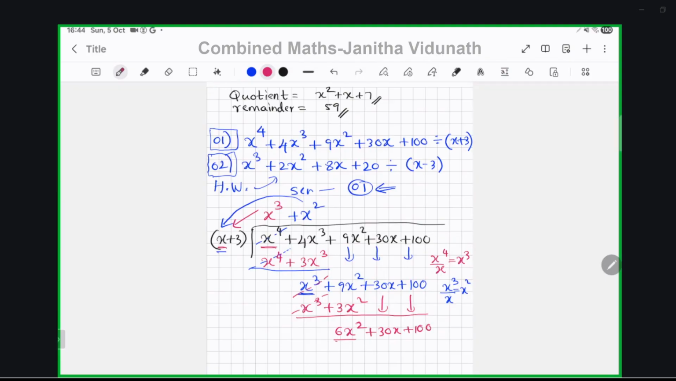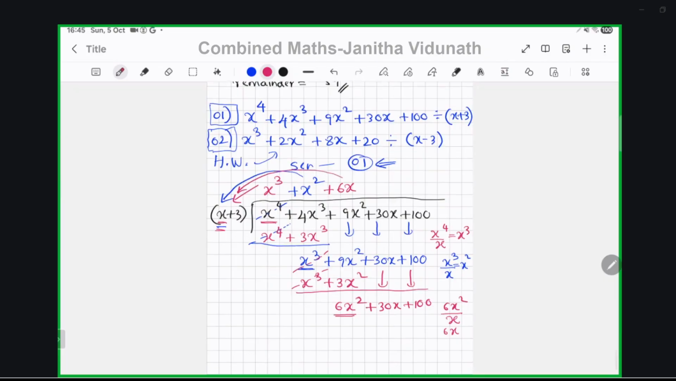Then this is the leading term of the remaining term, 6x square. This is the leading term of the divisor. We need to divide those two terms. Then we get 6x from here. Then we write down our next term as 6x in the quotient. Then we need to multiply 6x with the entire divisor. That means 6x times x is 6x square. 6x times 3 is 18x.